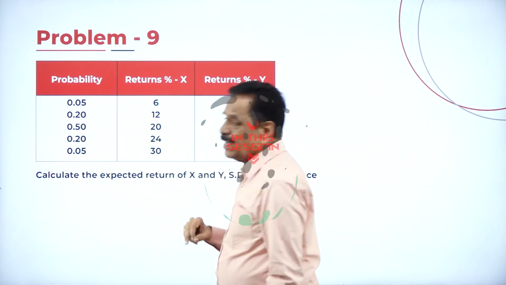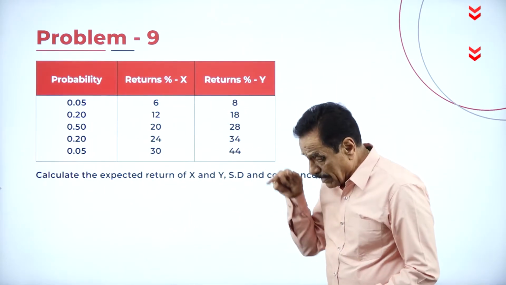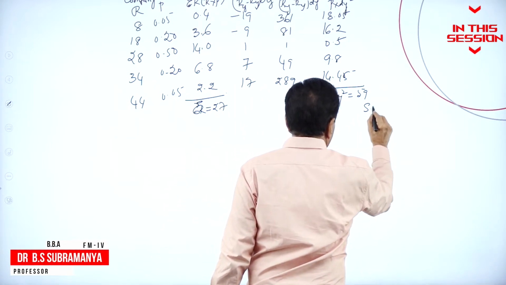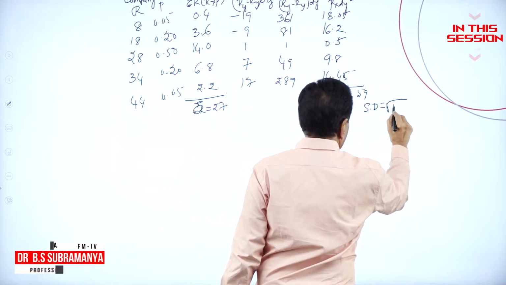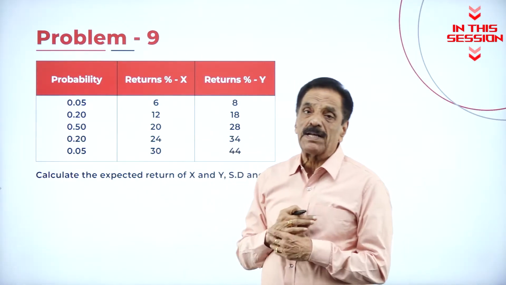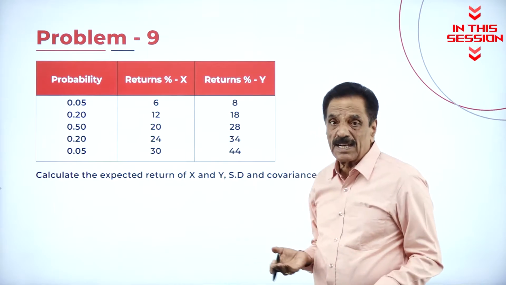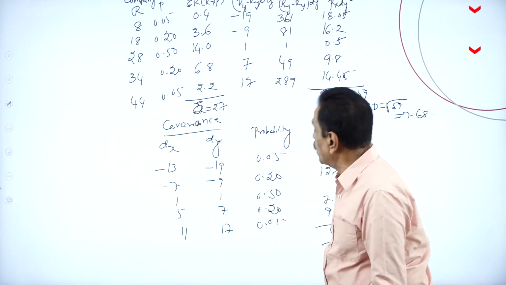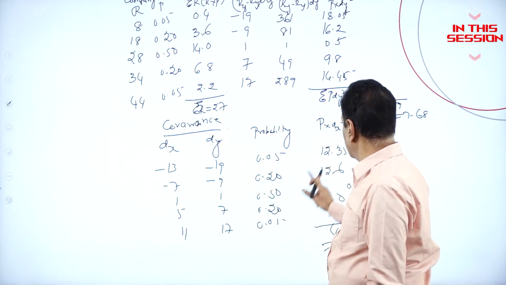Probability into return, that is called expected returns will come. So standard deviation is equal to root of 59. That is sigma PD square will come. Root of the sigma PD square is called your standard deviation. Deviation of x, deviation of y multiplied by probability.